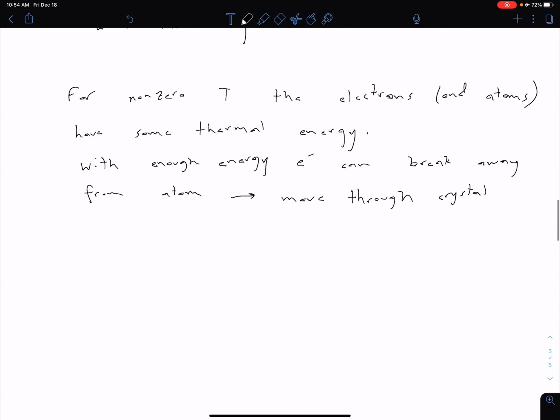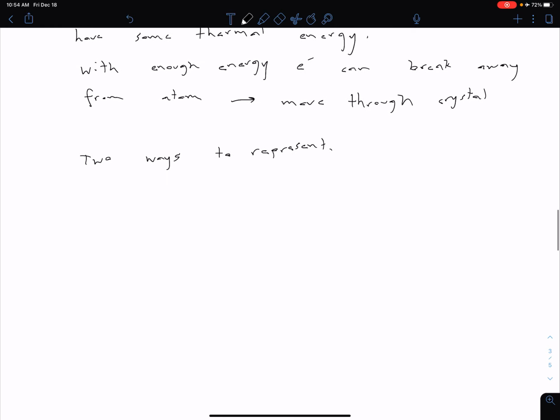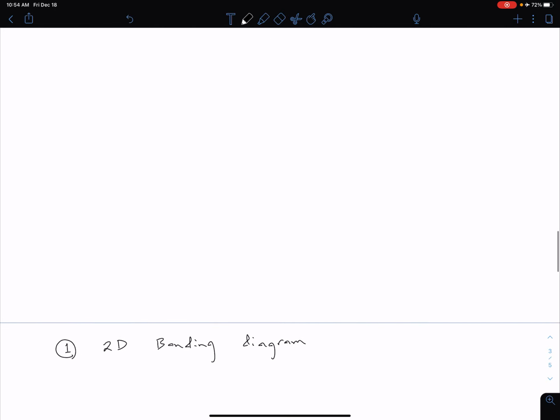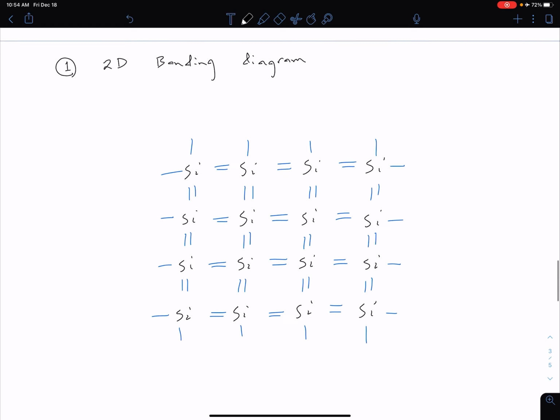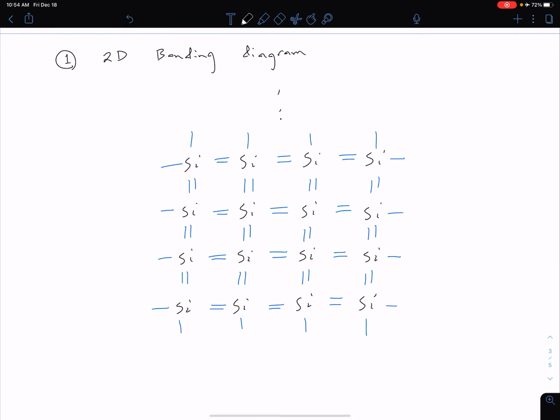So in general, we have two different ways that we can represent this. And we're going to look at one in this video, and we're going to look at a second in the next video. I should say there are two different ways that we're going to look at how to represent this. Of course, there are some more that we could do as well. So the first way is using our 2D bonding diagram. This is the same diagram that we saw in the previous video. I've just expanded it a little bit to include more silicon atoms. And of course, we could say this extends in these directions because we're assuming that we have a lot of these silicon atoms combined.